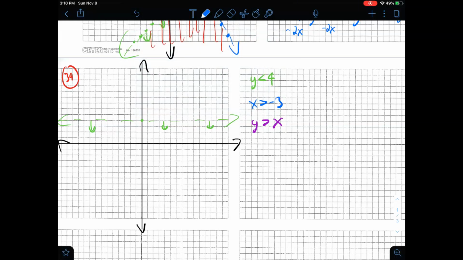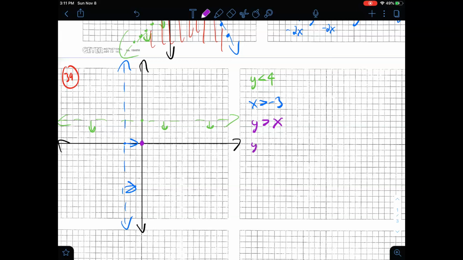Then we have x is greater than negative 3. Well, that's going to be a vertical line. Vertical line through x equals negative 3. This is going to be dashed because it's not equal to. And it's going to be shaded to the right because it's greater than. Actually, I'm not going to draw an arrow over there. I've got to go below the green line, so I'm just going to go like this.